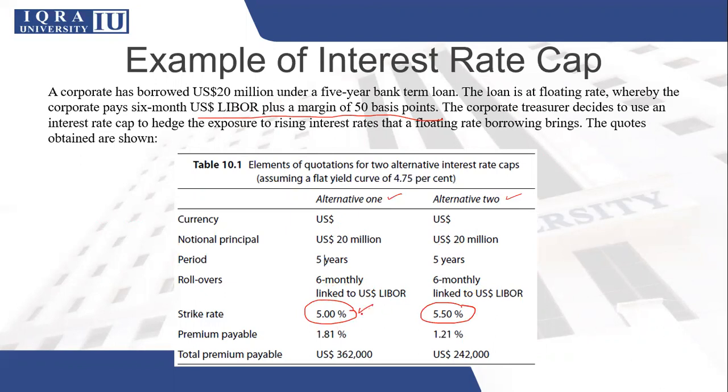So this 5% one is actually better because that would mean that the interest won't even go to 5.5%. However, because this is a better alternative, you can see that the premium payable for this option is higher compared to this option. You can even calculate the premium in terms of amount, simply 1.81% multiplied by 20 million, and you will get to know the premium payable. You can see that these are quite big amounts.